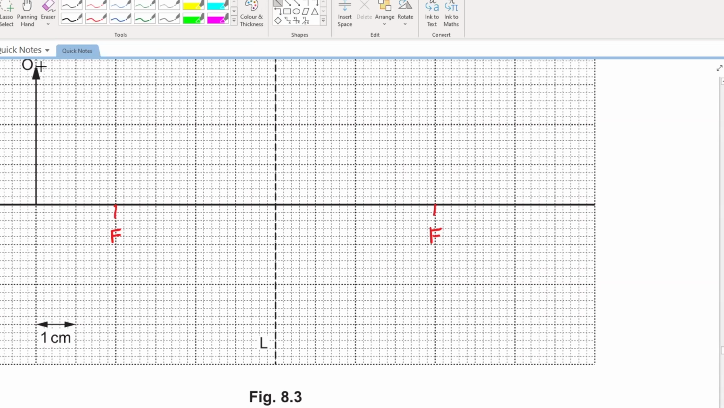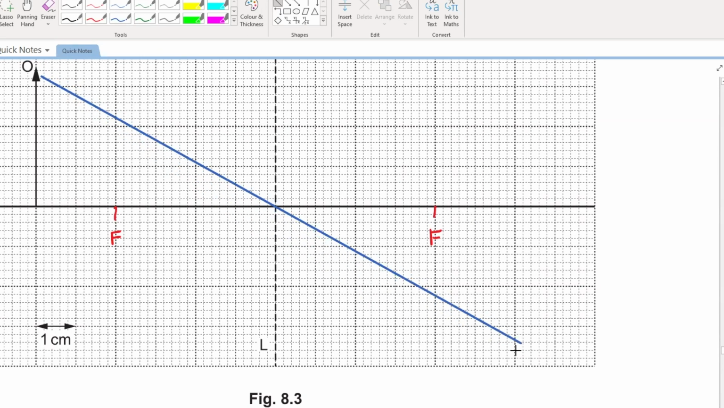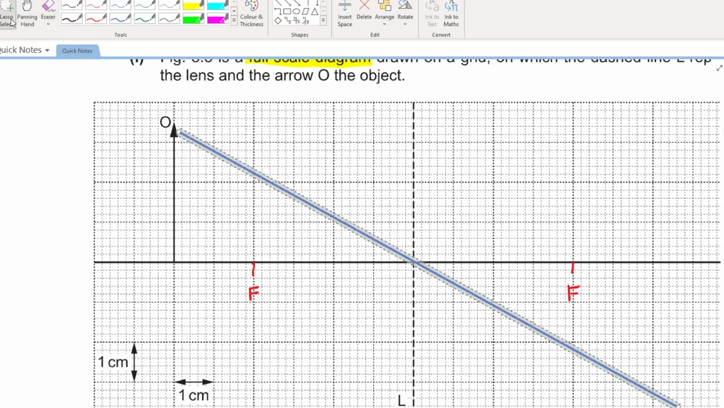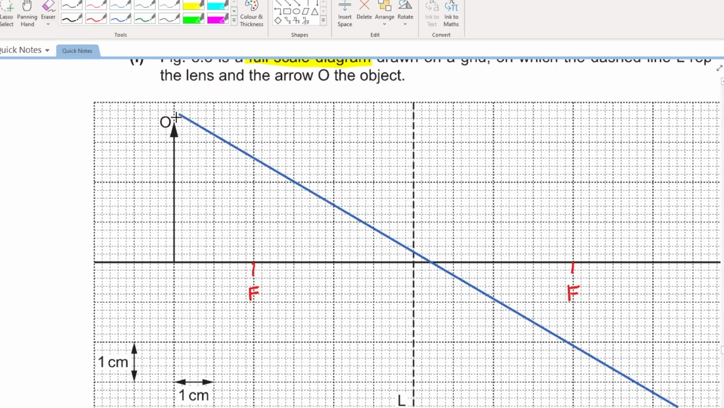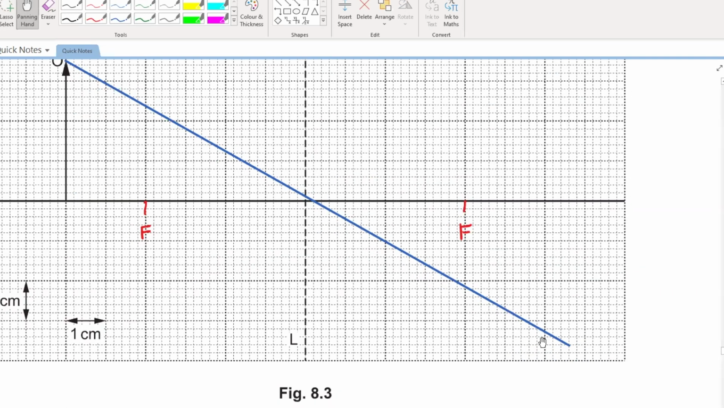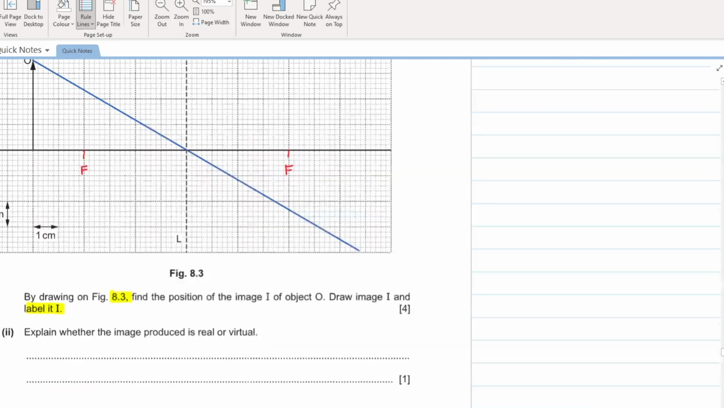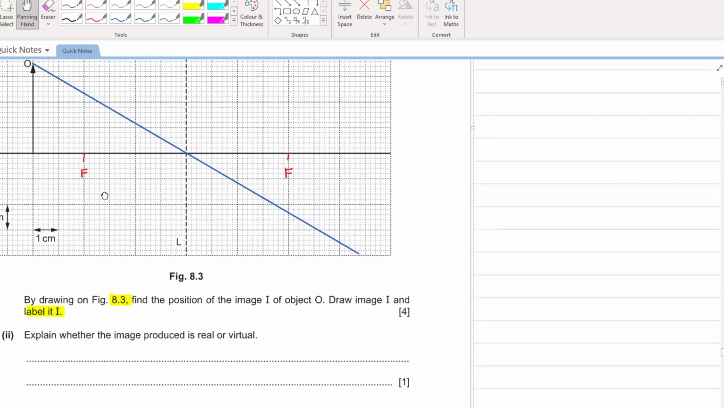So let's draw it from the tip of the object through the central point like this. And let's extend it backwards. Here you go to the top. Look, everything has to be precise in this. You have to make a perfectly precise drawing. Yeah, this is your ray passing through the center. This is the first ray.